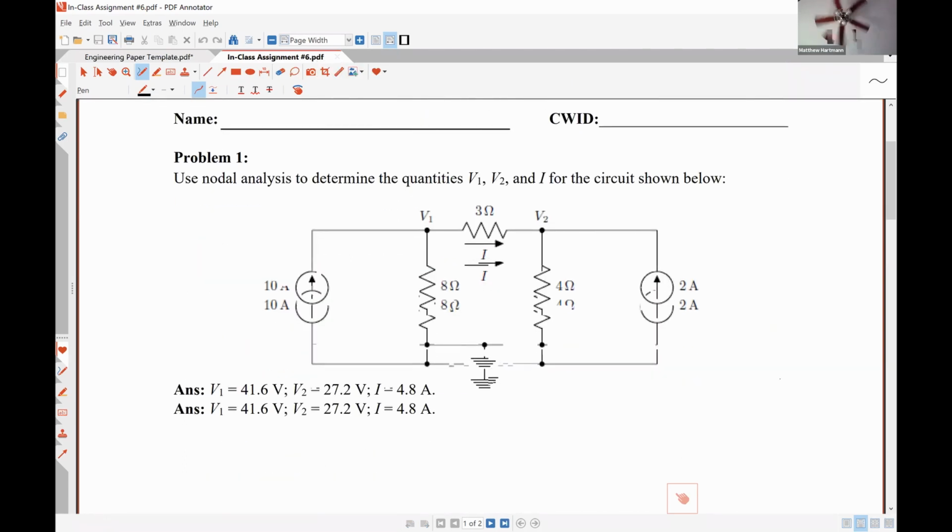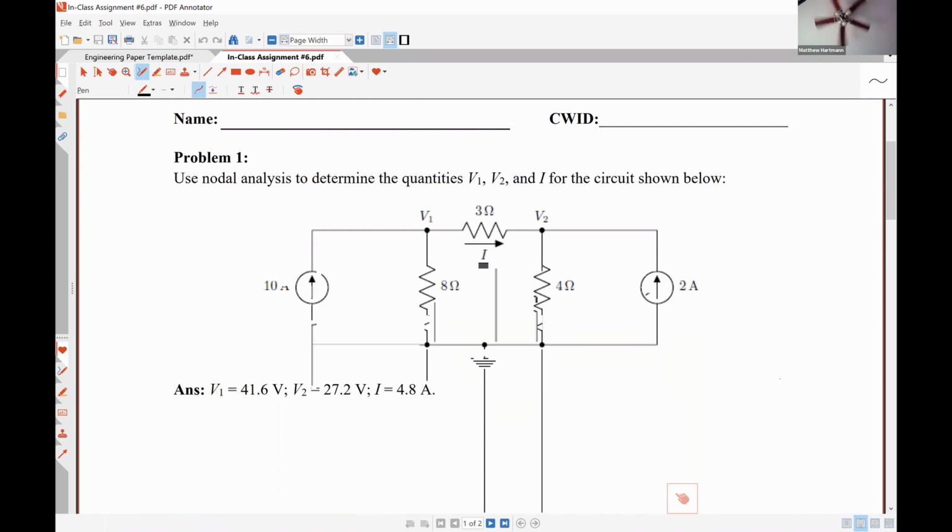So the in-class assignment, we're asked to use nodal analysis to determine the quantities V1, V2, and I for the circuit shown below. And it looks like we have already had our reference node selected for us. I will still go through and identify the nodes anyway, just to make a habit of it.